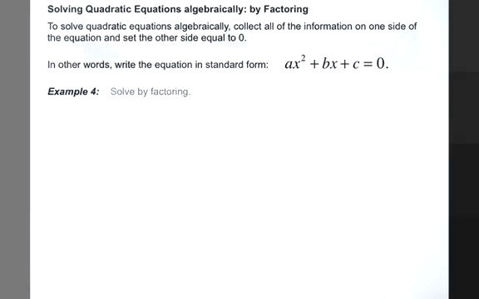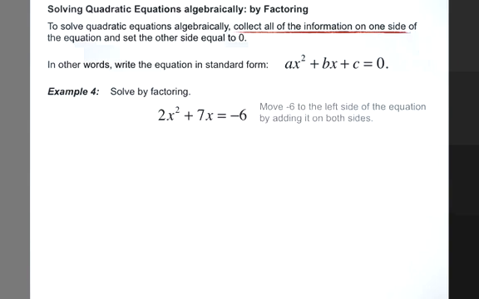Example 4. We'll solve this by factoring. 2x squared plus 7x minus 6. First, we collect all the information on one side. So we get 2x squared plus 7x plus 6. 3 times 4 is 12, and 3 plus 4 is 7. Remember, we're looking for 12 because a, our 2, times our c is 12.